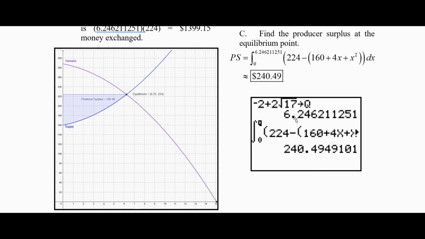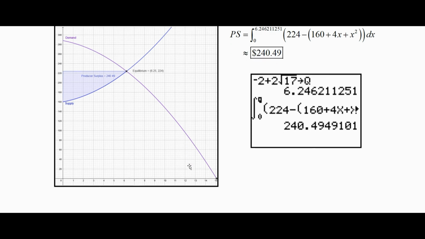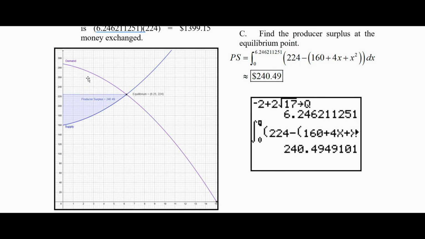I just did it on the calculator, which is going to do as good as you can possibly do anyway, even though it's not a hard one to do by hand. And to the nearest penny, I get $240.49. The consumer surplus would be above this line and below the purple curve. It would be in this area up here.